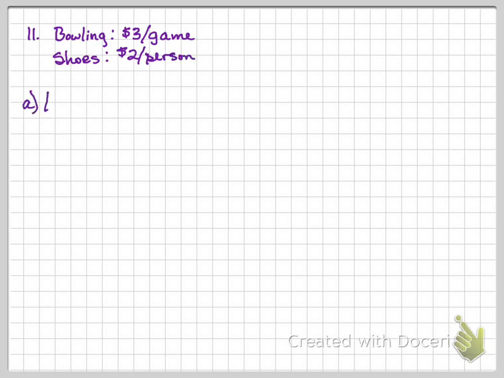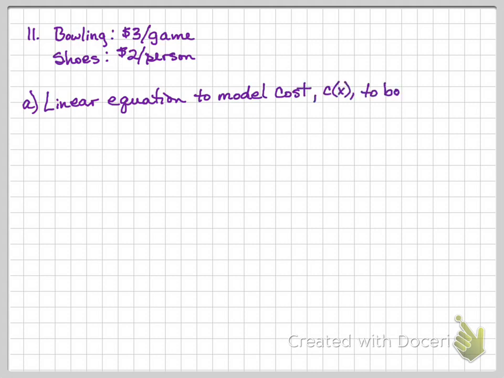Here in just a second. Part A wants us to write a linear equation to model the cost C of x of bowling x games. Part B wants us to figure out the domain, the range, the x-intercept, and the y-intercept, and explain their meanings.